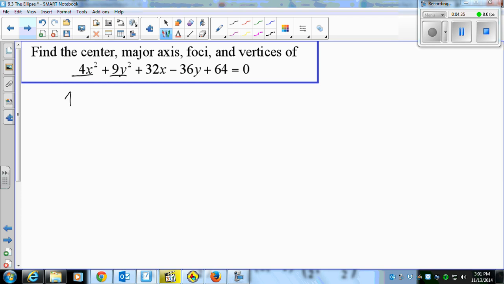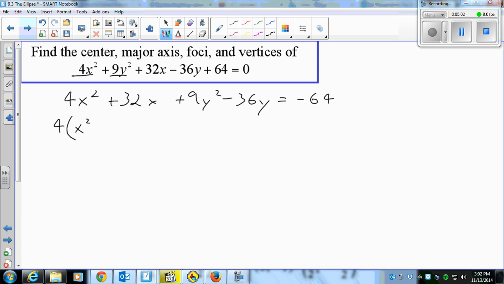So I'm going to set this up to complete the square. So I'm going to group my x's together. I'm going to group my y's together. And I'm going to move my constant to the other side of the equal sign. So first thing I want to do is get my coefficient in front of my squared terms to be 1. So I've got to factor out the 4 just from my x terms.